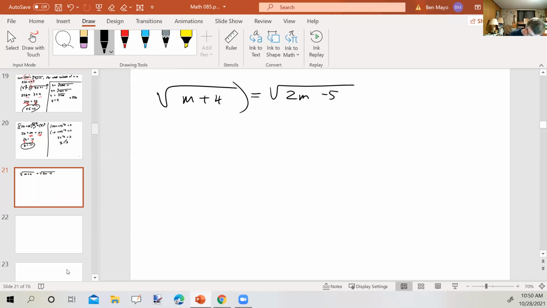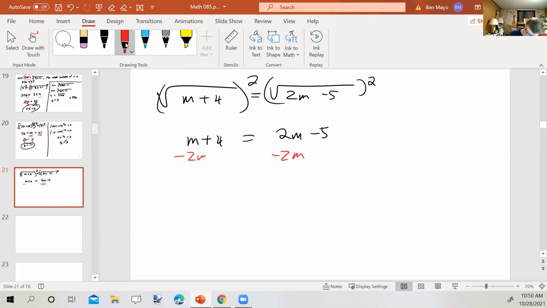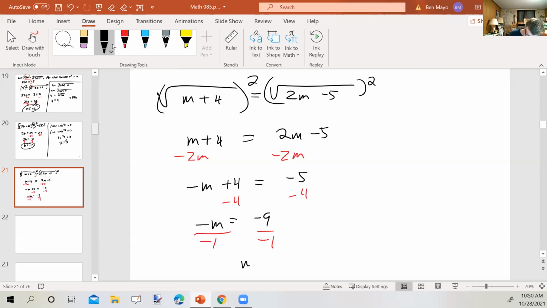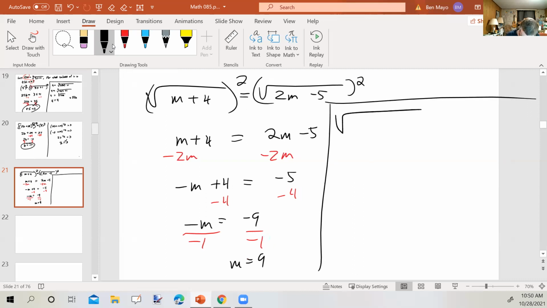So now I'm going to square both sides, which gives me m plus 4 equals 2m minus 5. I'm going to solve for m on the left side of the equation. So I'll subtract 2m from both sides. I get negative m plus 4 equals negative 5. Subtract 4 from both sides, negative m equals negative 9, divide both sides by negative 1, m equals 9. Let's check our work.